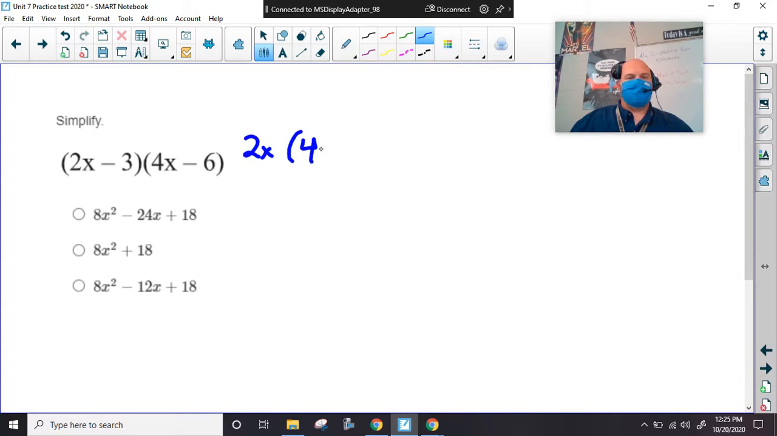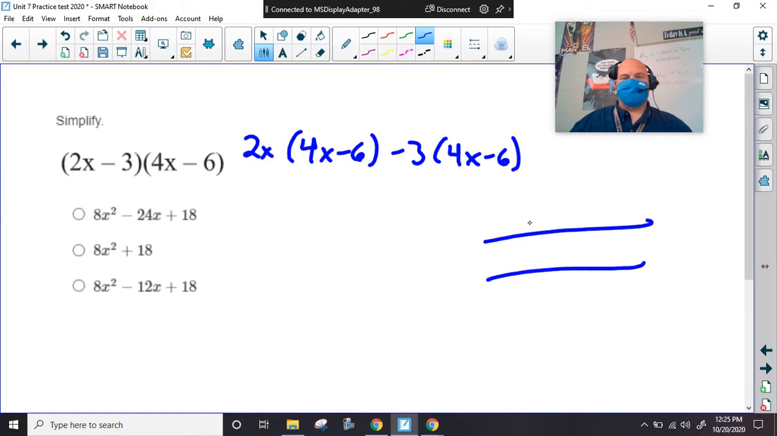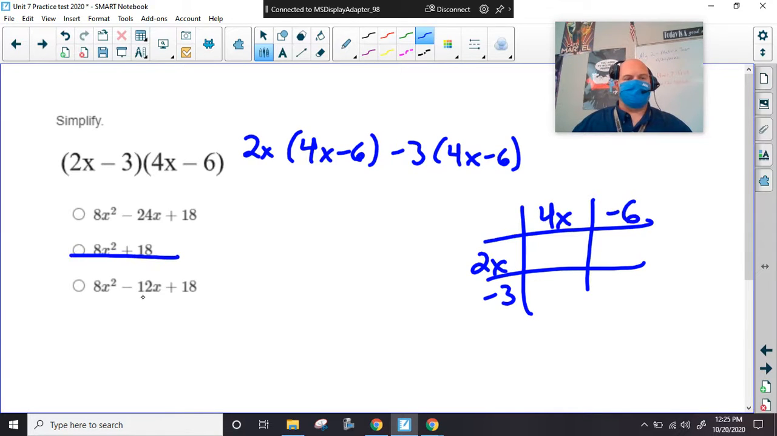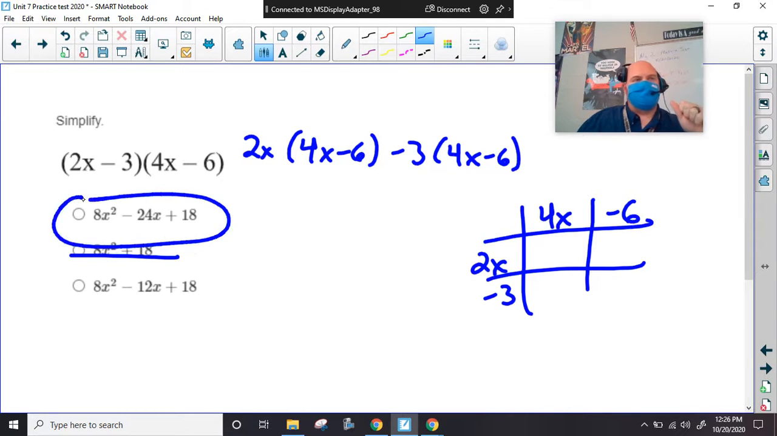Double distributive looks like this. Table looks like this. All right, so we know that's not going to be it. So it is going to have this. It is going to have a positive 18. It's the middle thing, okay? We got a 12 and we got a 24. Which one is it? Is it going to be this top one or this bottom one? Awesome, everybody. It is the top one.